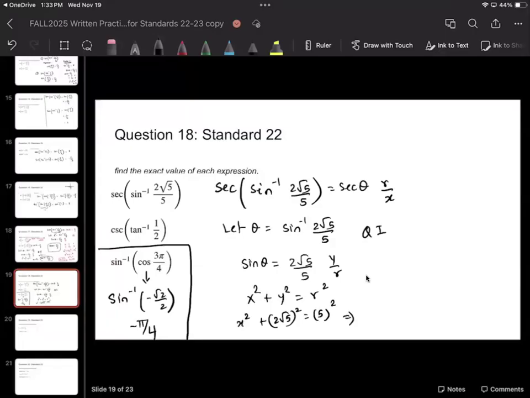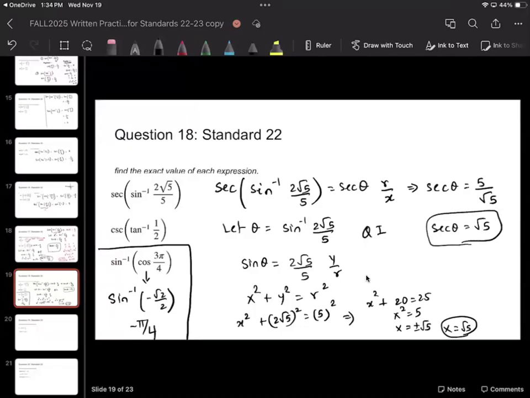Okay. Solve this. X squared plus 2 root 5 squared is 25. 2 squared is 4. 4 times 5 is 20. So x squared is 5, x is plus or minus root 5, but I only want the positive value, so I take the positive value. So what is the answer to this question? The answer is secant theta is 5 over root 5. Or in other words, root 5 is the answer to this problem.